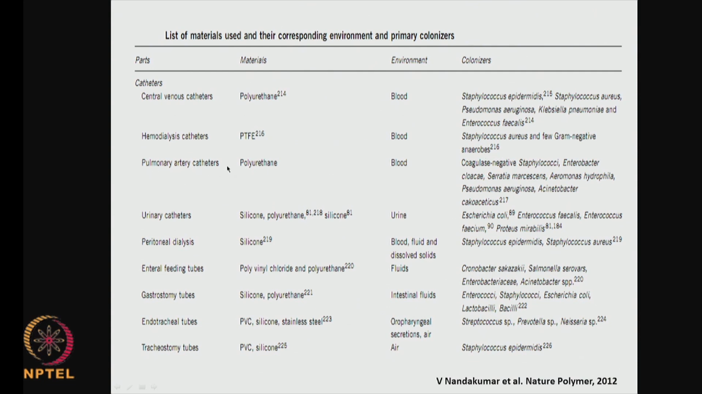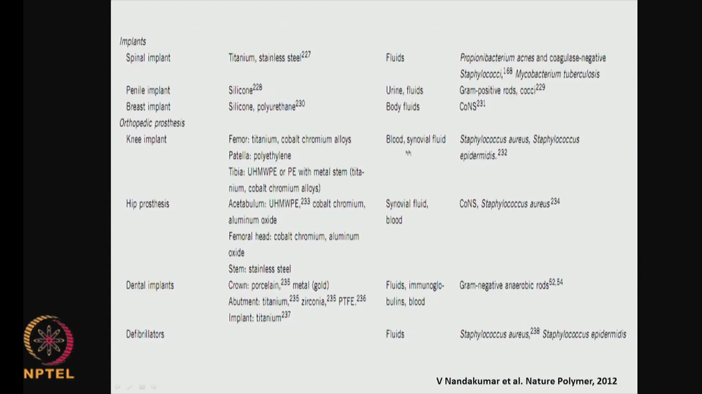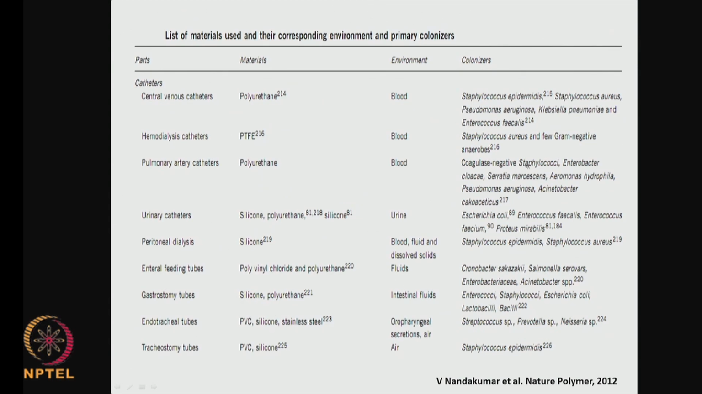Polyurethane is used in pulmonary artery catheters. Again, the environment is blood, and you can have coagulase negative staphylococcus, enterococcus, pseudomonas, acinetobacter. Urinary catheters are made of silicone or polyurethane, and this is in the urine environment. You can have E. coli, you can have enterococcus, you can have protease metabolism.